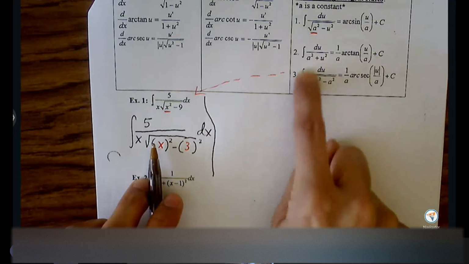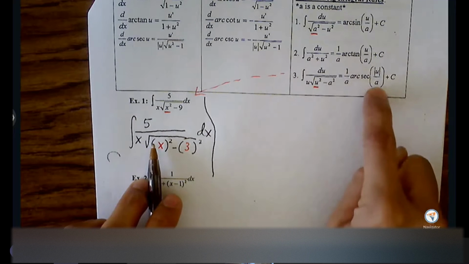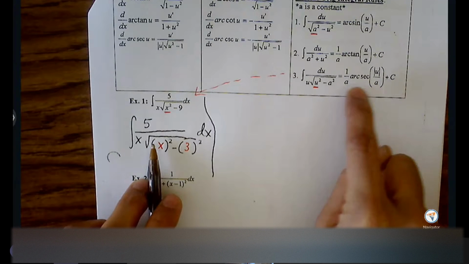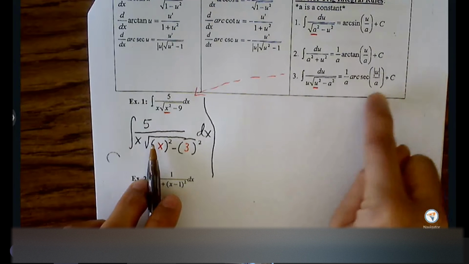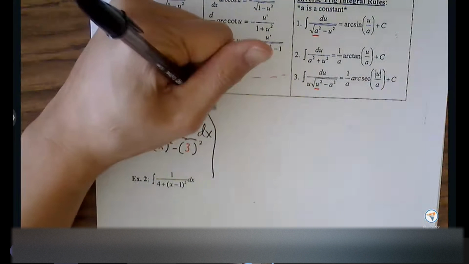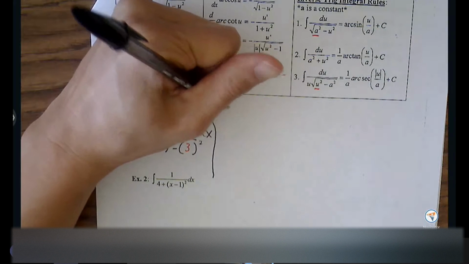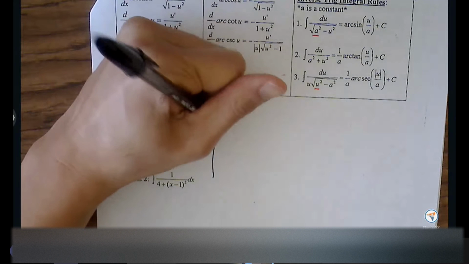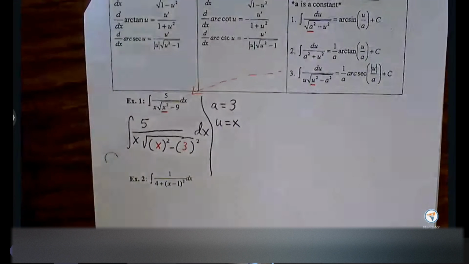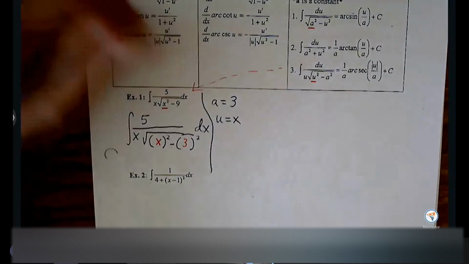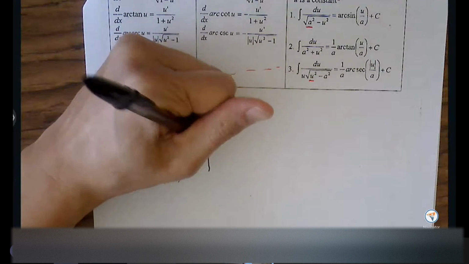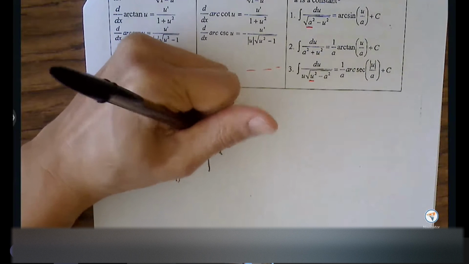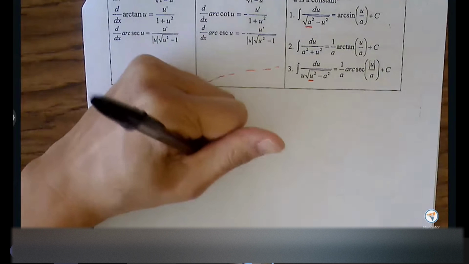And once we get a perfect match, then we can jump into the rule and replace a and u with the appropriate values. So let me list out what we found. A is 3. U is x. And now we're going to find the derivative. du/dx is just 1. Looks like we're not going to have any coefficients to keep track of. dx equals du.